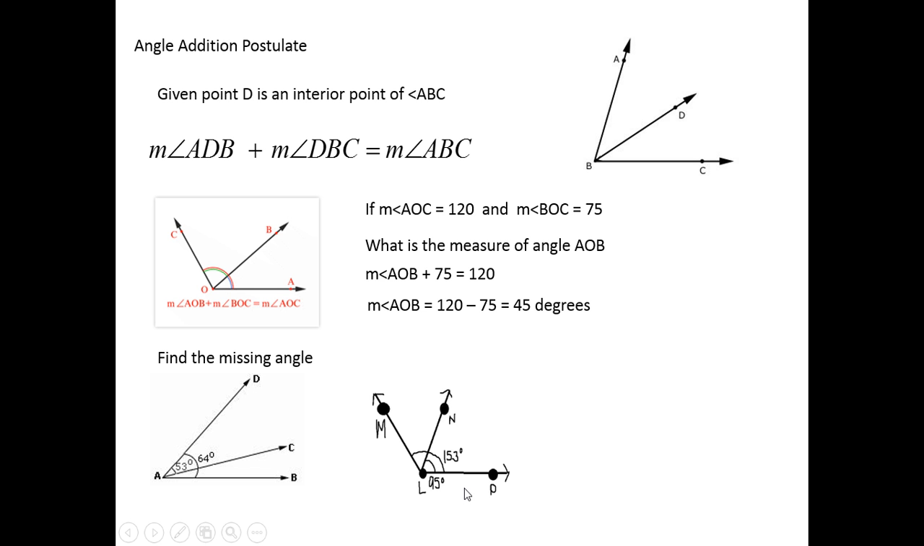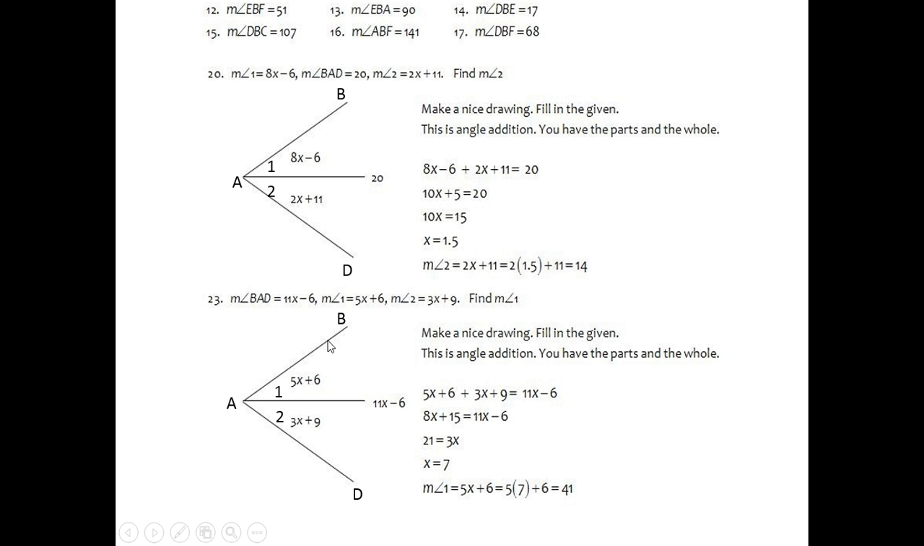Likewise over here, the way this is marked off, you'll see there's the one arc sweep, which is identifying the smaller angle. That is the angle NLP. NLP is identified as 95 degrees. 153 is the entire angle MLP. If we're looking to find MLN, then it would be 153 minus 95, which would be 58 degrees for the missing angle there.